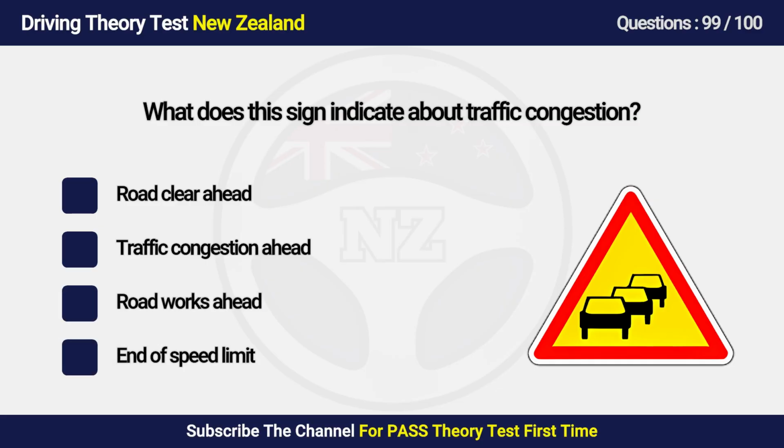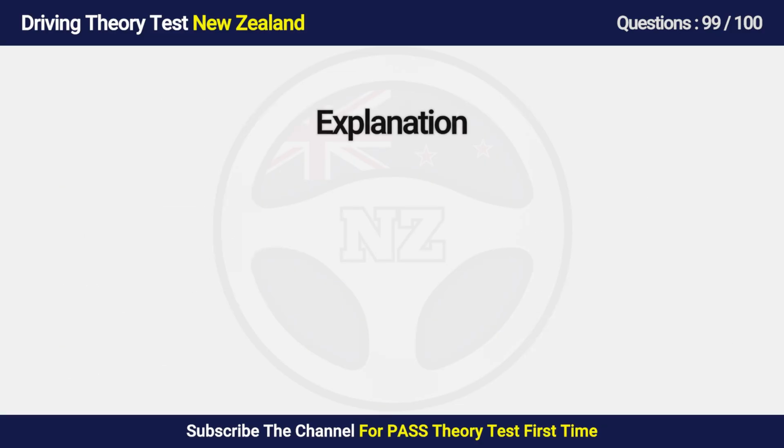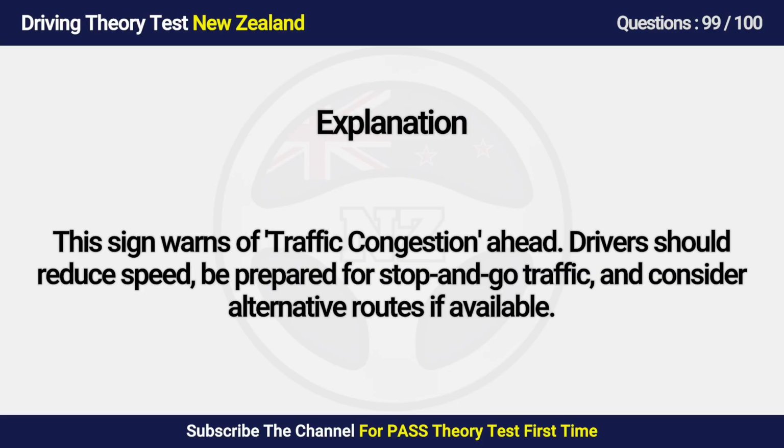Question 99. What does this sign indicate about traffic congestion? A. Road clear ahead. B. Traffic congestion ahead. C. Road works ahead. D. End of speed limit. Answer is B. Traffic congestion ahead. This sign warns of traffic congestion ahead. Drivers should reduce speed, be prepared for stop-and-go traffic, and consider alternative routes if available.